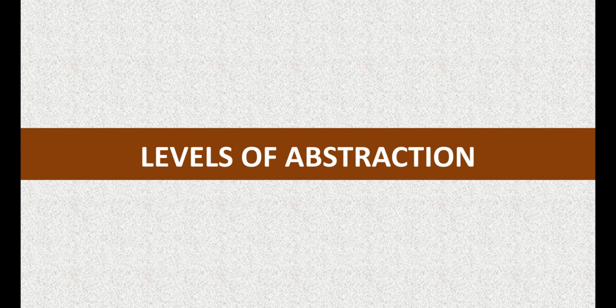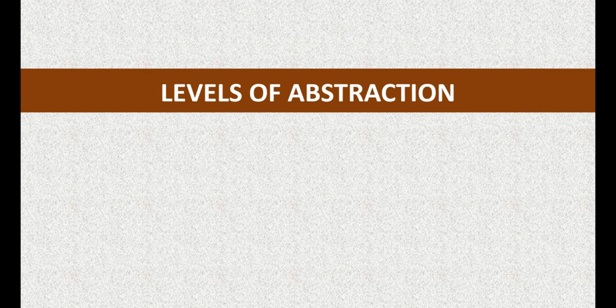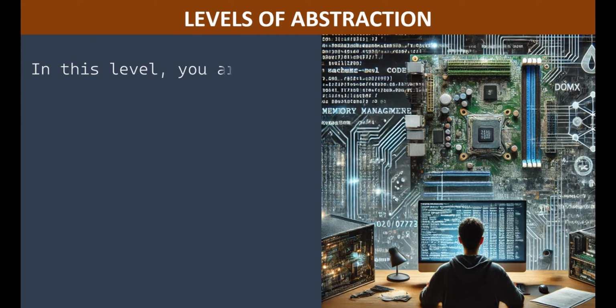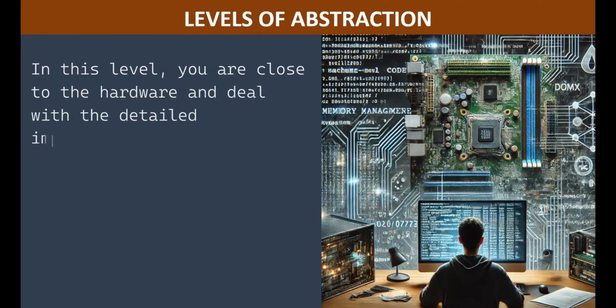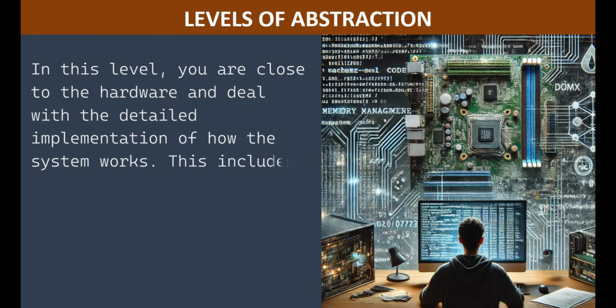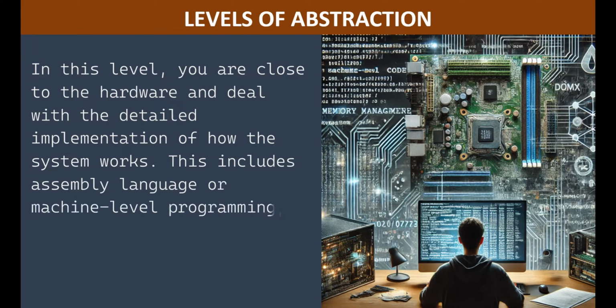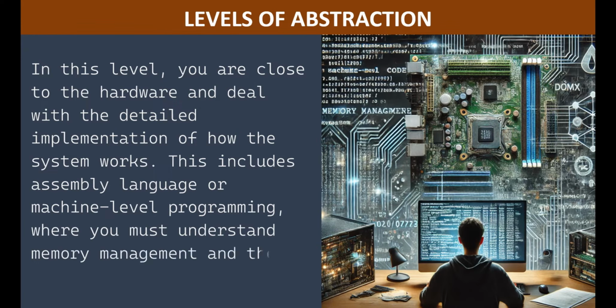Our next topic is levels of abstraction. Let's see and discuss in detail what the levels are. Low-level abstraction. At this level, you are close to the hardware and deal with the detailed implementation of how the system works. This includes assembly language or machine-level programming, where you must understand memory management and the system's architecture.